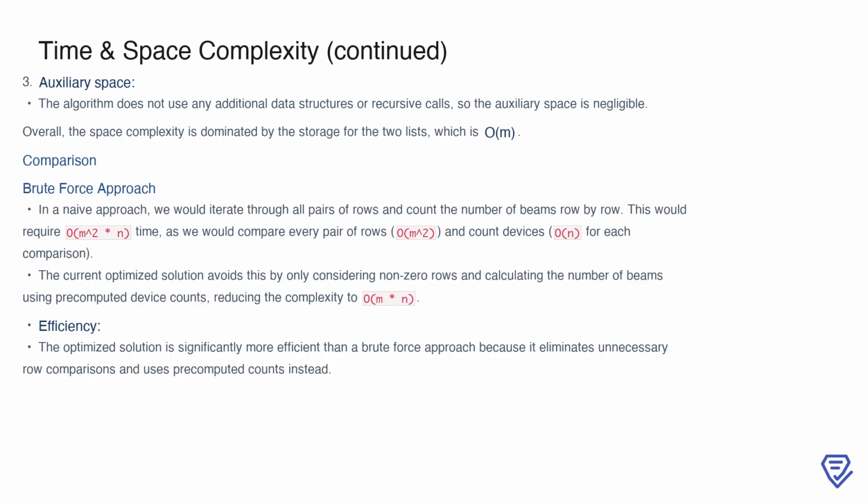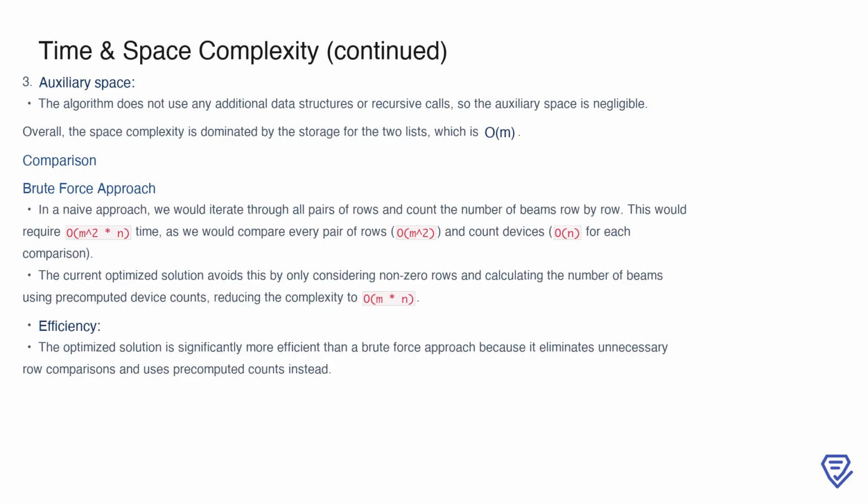Then, in the second step, we create the active_device_counts list, which contains the device counts for rows with at least one device. In the worst case, all rows are active, so this also requires m space. The algorithm does not use any additional data structures or recursion, so the auxiliary space used is negligible. As a result, the overall space complexity is dominated by the two lists, making it m.